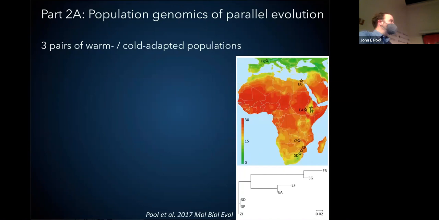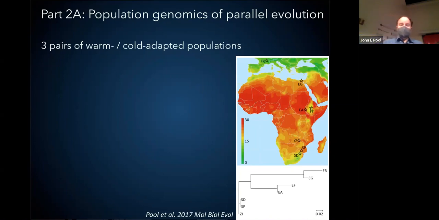And I'm showing three basically pairs of populations where they're close together geographically, but one is still in a warm environment, more like the ancestral range, and the other is in a colder environment, more of a novel derived environment. And so we have three pairs: a Southern African pair, an Ethiopian pair, and what I call a Mediterranean pair, which is a little bit further apart, but is actually still pretty genetically similar, as indicated on this genetic distance tree down at the bottom.